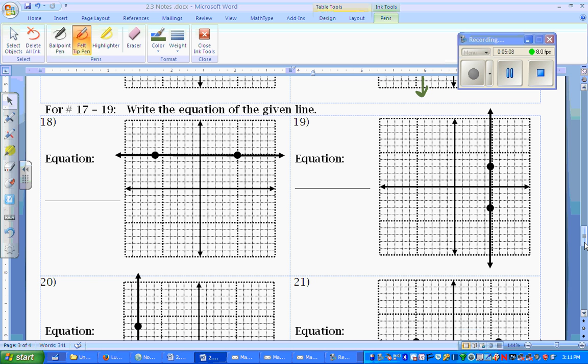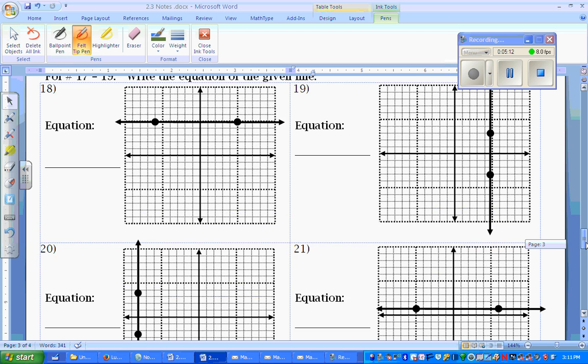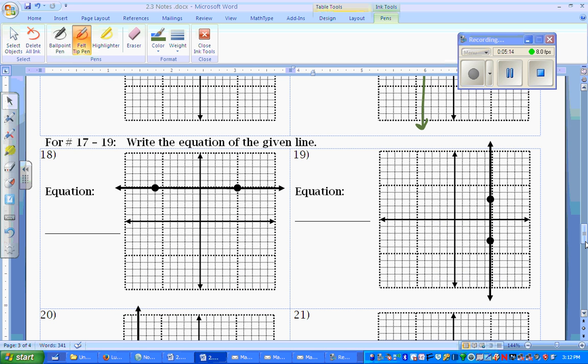We're going to work backwards here in 18 through 21. They give us the graph. We have to come up with the equation. It looks like I'm crossing over the y-axis, so it should be a y equals equation. Horizontal lines are always y equals a constant number. If you count the tick marks, 1, 2, 3, 4, 5, my equation should be y equals 5.